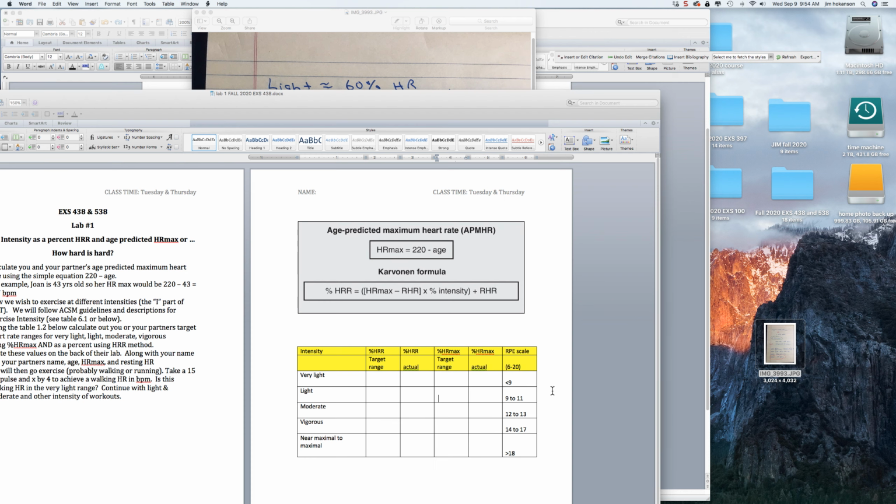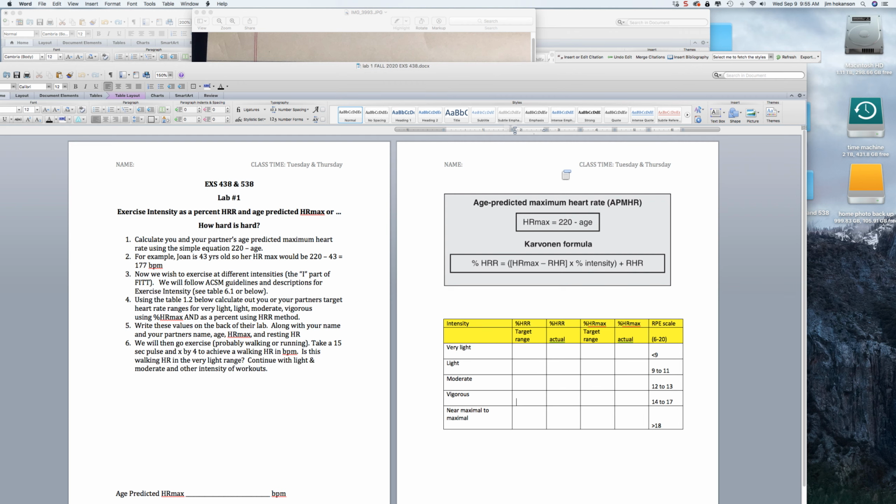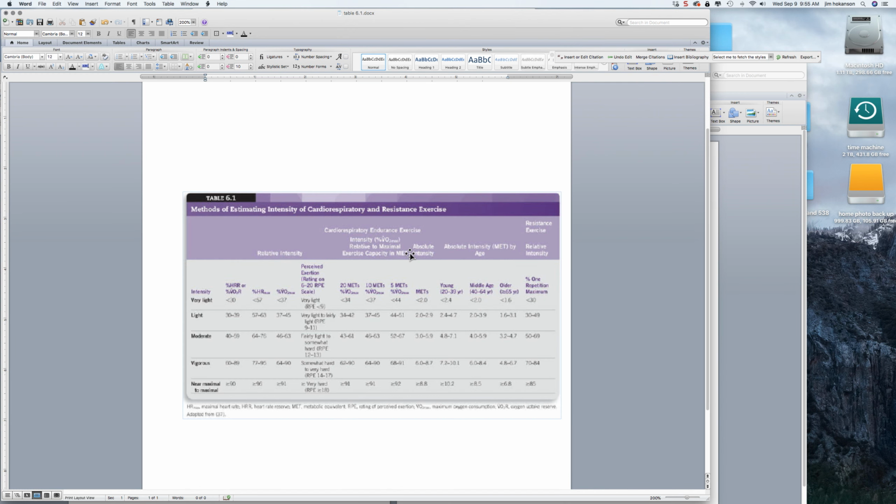Then under this first column, you're going to put the percent heart rate reserve and that target range. For your age group and your resting heart rate, you'll type out what those are. And I gave you numbers for light exercise. So let's go to table 6.1, right at the beginning of chapter 6. I copied this out of the book, so it's a little bit fuzzy. But let's just look at the first, second, and third columns.